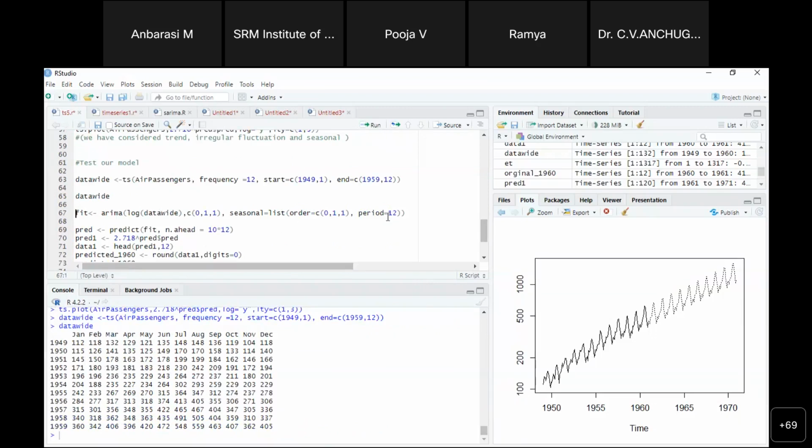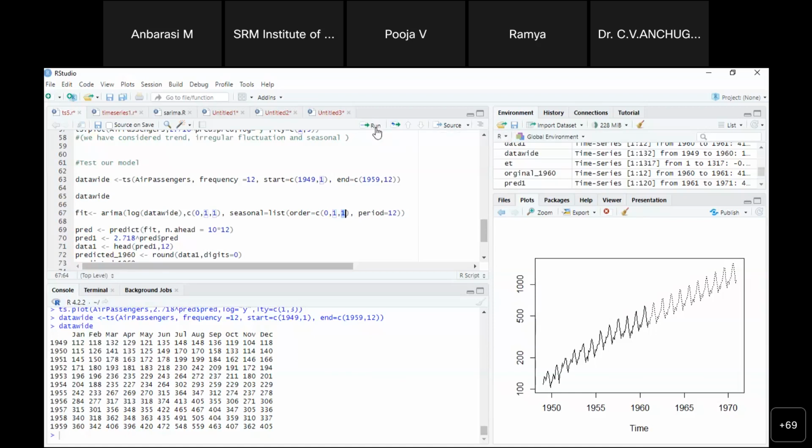So here, for the same period, we are not going to consider the autoregressive part. The difference is 1, and the q value is 1, so only the moving average is considered here.